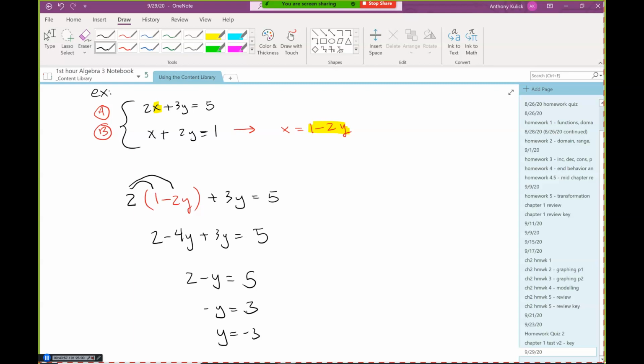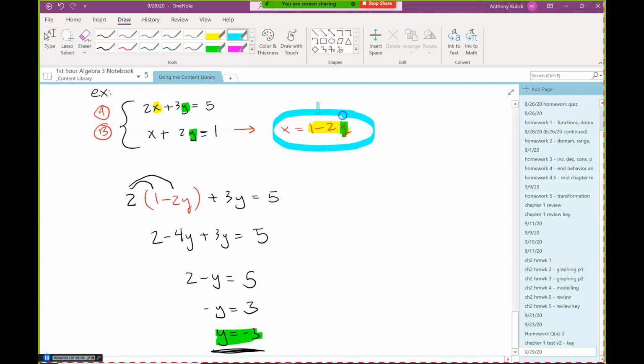How am I going to find x? I know what y is. How am I going to find x? You plug the negative 3 y value for the y in B? Yes. So I can take this answer that y is negative 3, and I can plug it in for y into any of these three spots.